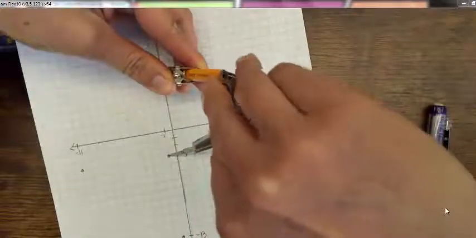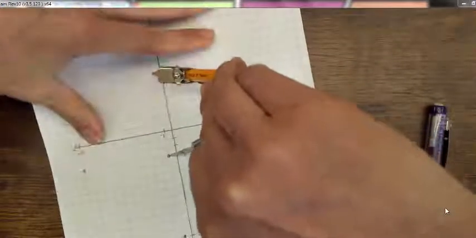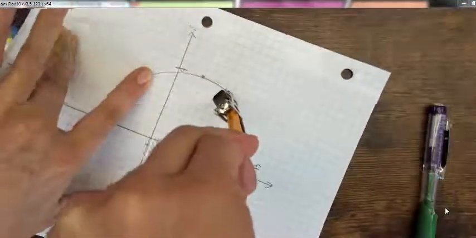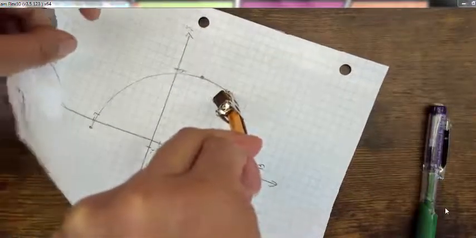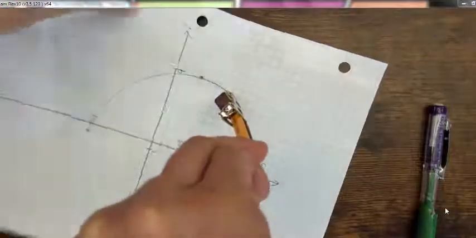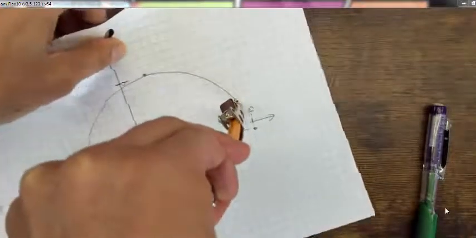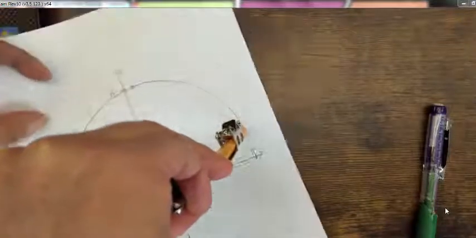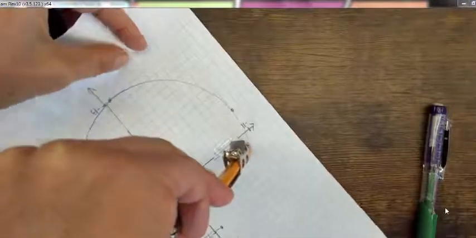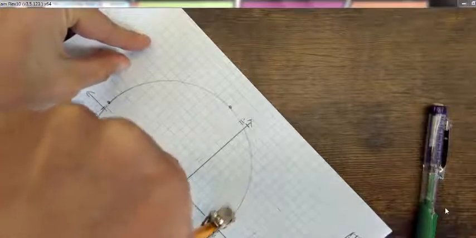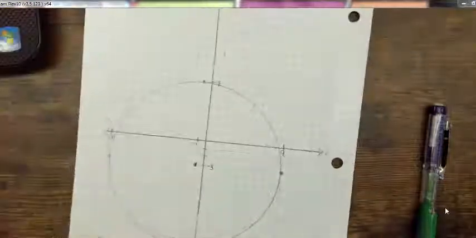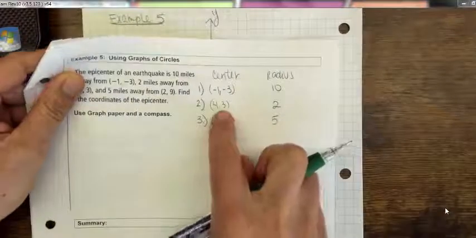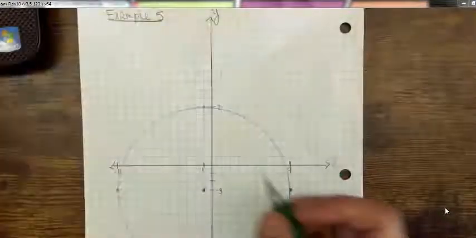Depending on how good you are at drawing these, you could potentially have just done one extra point besides the center. I'm not very good at these, so I want to make sure that my circle is pretty exact, which is another reason why I'm turning my paper. That one turned out pretty good. All right, the second circle has a center of 4, 3 with a radius of 2.